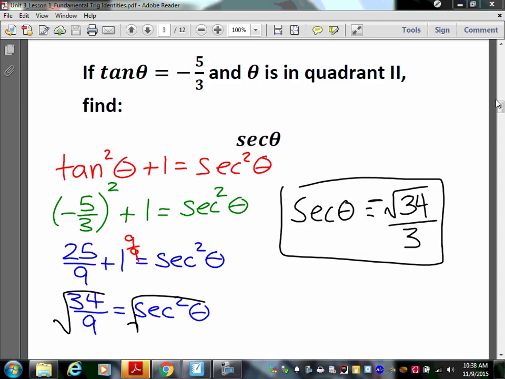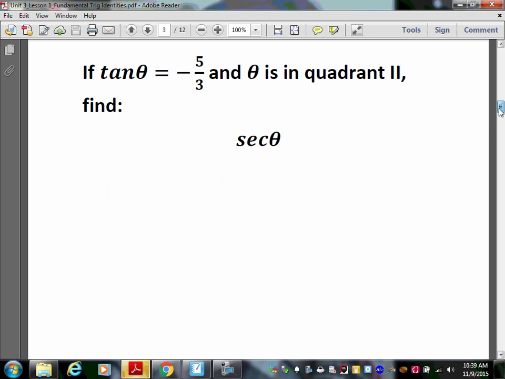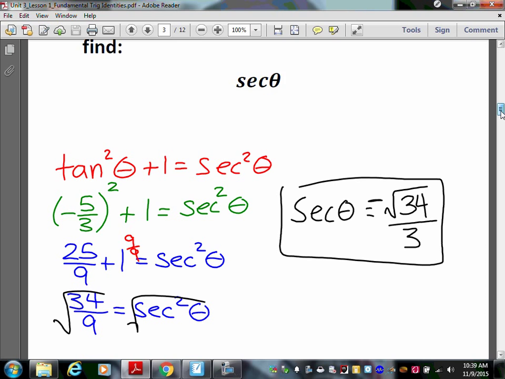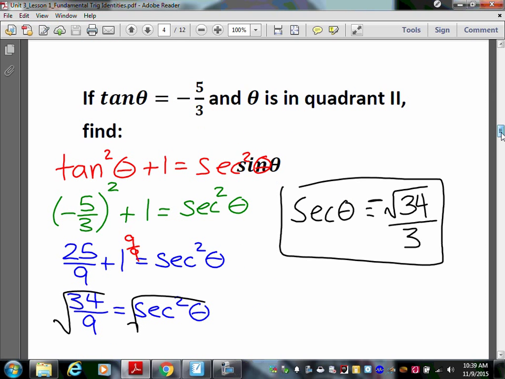Okay, so I picked the identity that relates them. I plug in what I know, and then I simplify. So the next two are based off of this one. We're going to need the fact that secant is negative root 34 over 3 to be the next one. So the next one. It'll go away. Watch. Magic.